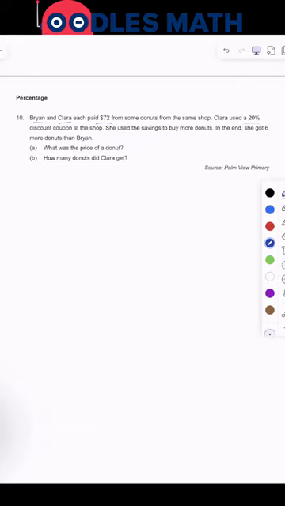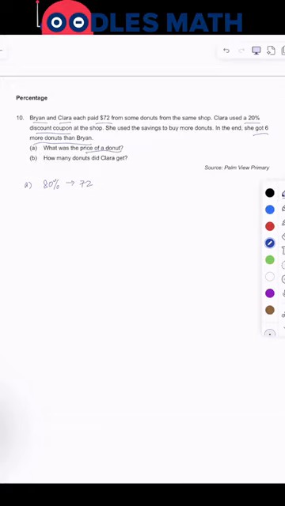So, because of that, that means that Clara has more money than Brian in the beginning. So, after the 20% discount, she used the savings that she got from the discount to buy more donuts. And in the end, she got 6 more donuts than Brian. So what was the price of one donut? Okay, how do we approach this question here? So we know since there is a 20% discount for Clara, that means to say $72 is only 80% of the amount of money that Clara is supposed to pay.